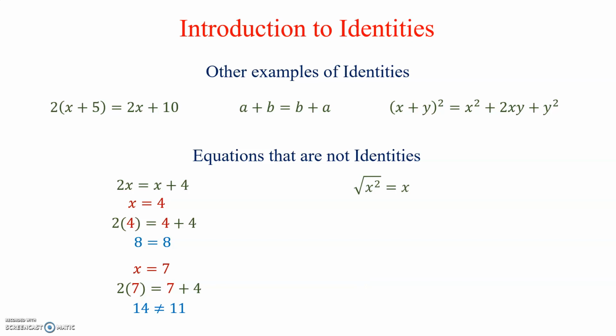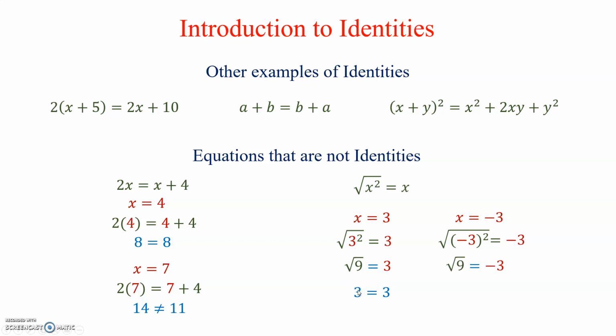Another example: the square root of x squared equals x. If I substitute 3, when I square 3, I get 9. The square root of 9 is 3. So it looks to be an identity for this one value. But if I substitute negative 3, when I square that negative 3, I get 9. The square root of 9 is still 3. So this shows that the original equation, the square root of x squared equals x, is not an identity.